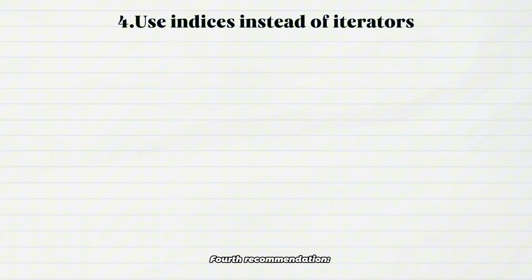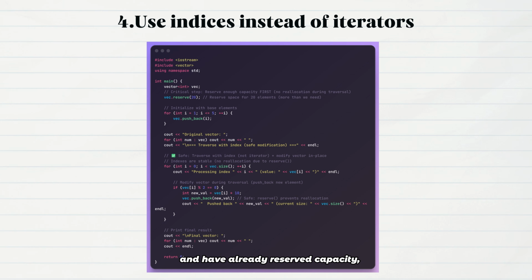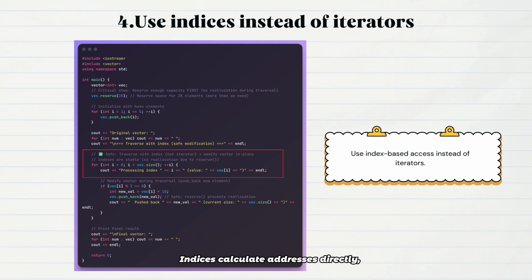Fourth recommendation, use indices instead of iterators when necessary. If you absolutely must modify the vector while traversing it and have already reserved capacity, use index-based access instead of iterators. Indices calculate addresses directly, and as long as you've pre-reserved, there's no reallocation, so indices won't become invalid. These 4 recommendations cover most engineering scenarios. Keeping them in mind when using vector will help you avoid most pitfalls.